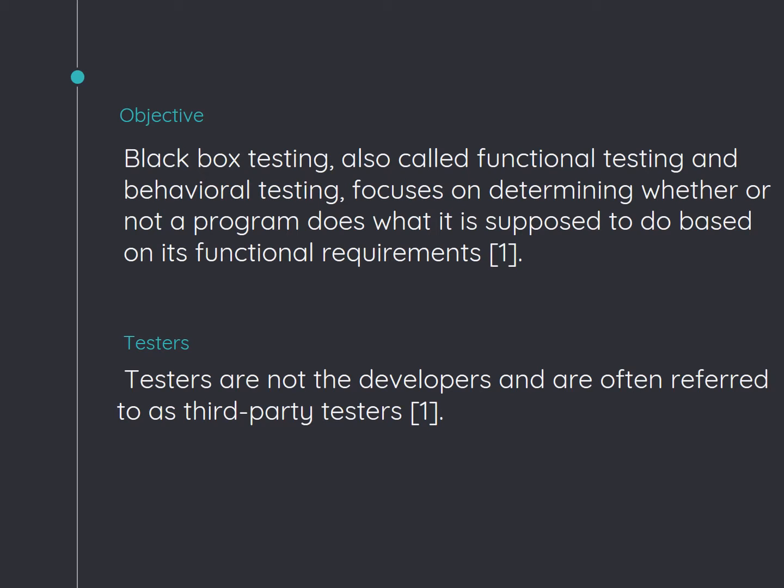Most organizations have independent testing groups to perform black box testing. These testers are not the developers and are often referred to as third-party testers. Testers should just be able to understand and specify what the desired output should be for a given input into the program.